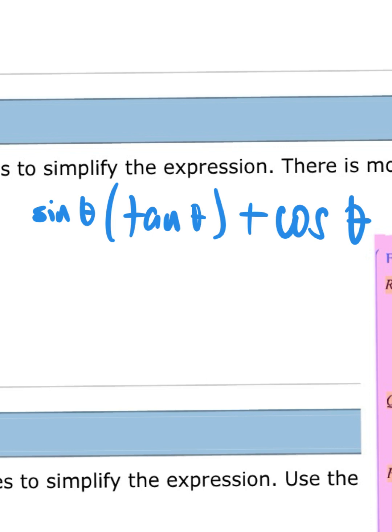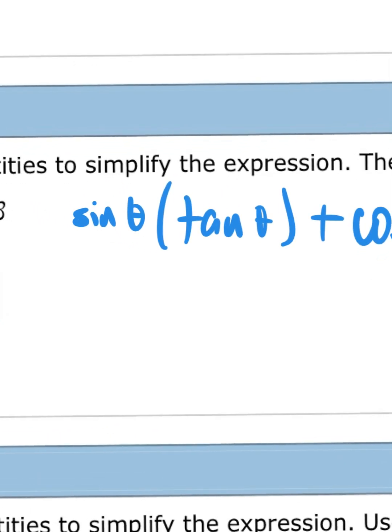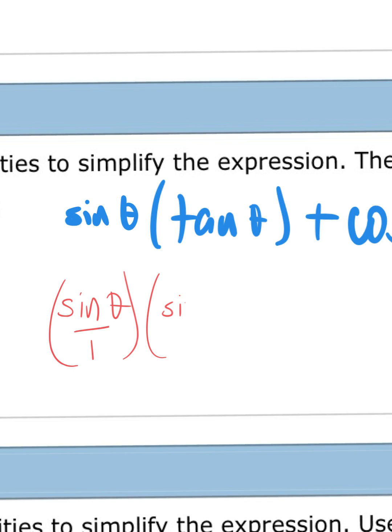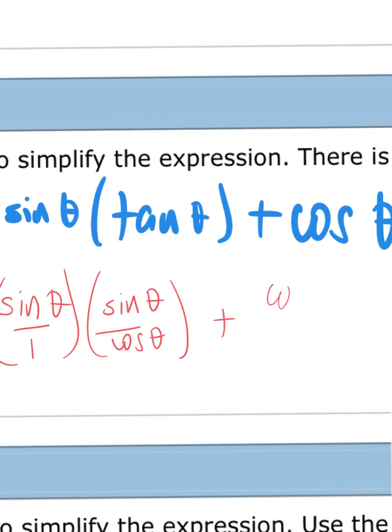Can I just change everything to sine and cosine and then start canceling? Are you allowed to do that with a plus sign? No. All right, our rules apply. Let's go ahead and go to sines and cosines. So I'm going to rewrite this. I have sine theta. Just going to put it over 1. What am I going to change tangent to? Sine over cosine. Okay, perfect. And then I have plus cosine over 1, right? Now, why can't I just go ahead and randomly cross out the cosines? Because there's a plus sign, remember? Algebra, you're not allowed to do that. So let's just simplify a little bit.